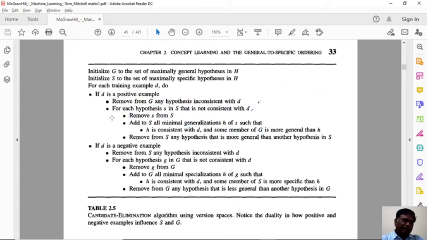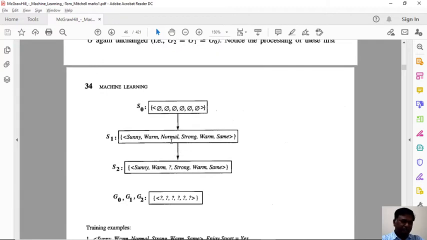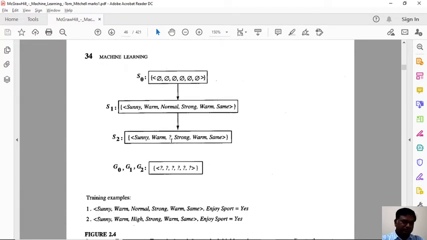Now I will show you one example. Based on the example you can easily understand the algorithm. Now you see this example from your textbook. Specific is initialized to 0, S0, you can see all are phi, and G0 you see all are question marks. Now you see the first input data is a positive data, 6 values are coming: that day you enjoy the sport, yes.